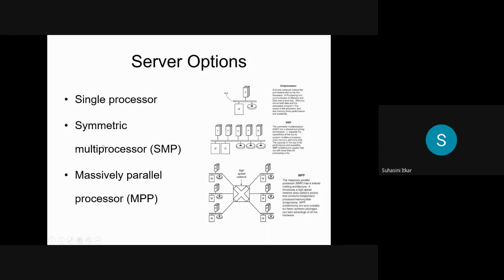One is symmetric multiprocessor and another one is massively parallel processor.